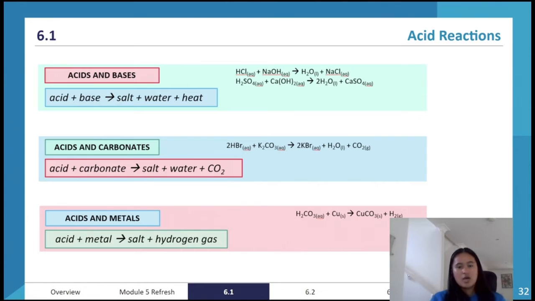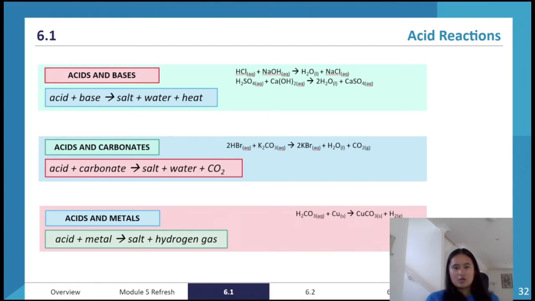Cool. Then you've got acid carbonate reactions. Acid carbonate reactions are cool. They form little gas bubbles. And it's just an acid plus carbonate equals salt, water, and carbon dioxide gas. So very similar to a base, but this time we get bubbles of carbon dioxide gas.